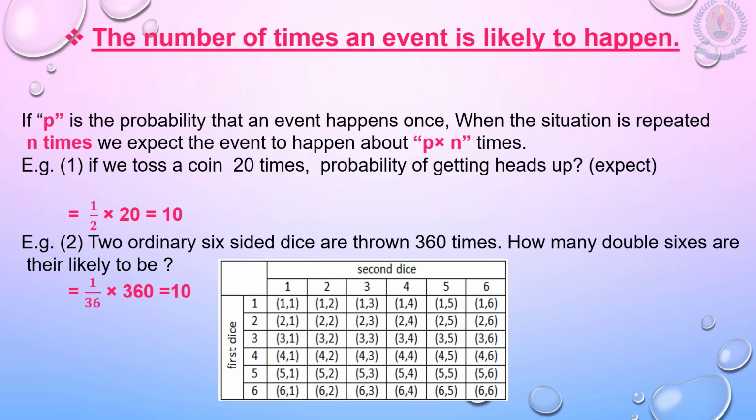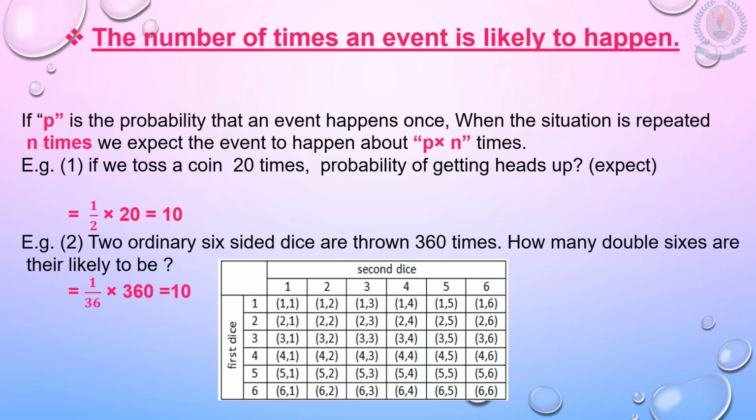So, if we toss a coin once to get head up, what is the probability of that event happening once? Half. There are 2 outcomes, 1 chance to get the head up. Half multiplied by 20 times, the number of times that event happens. Half multiplied by 20, the answer is equal to 10.